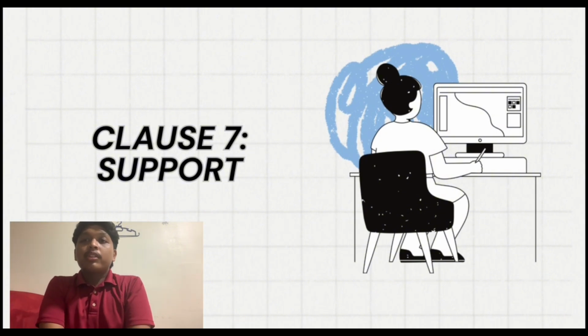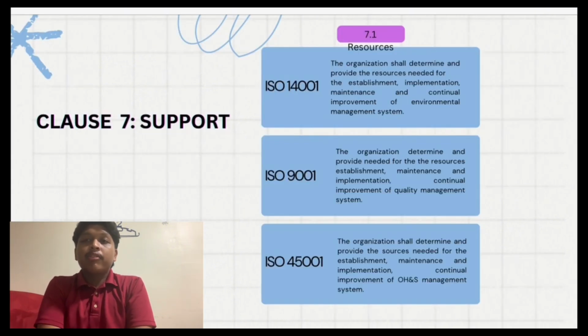Next, we move to clause 7, support. For 7.1, which is resources, it focuses on the establishment, implementation, maintenance, and continual improvement of the environmental management system for ISO 14001, while for ISO 9001, it is the same as ISO 14001 but continual improvement of the quality management system, and the same goes to ISO 45001 but continual improvement of the OSH management system.